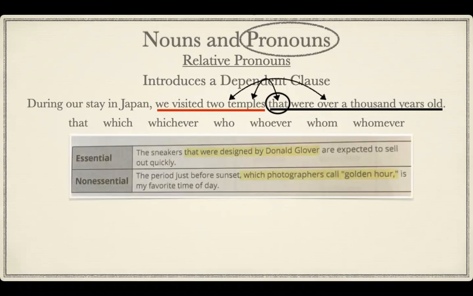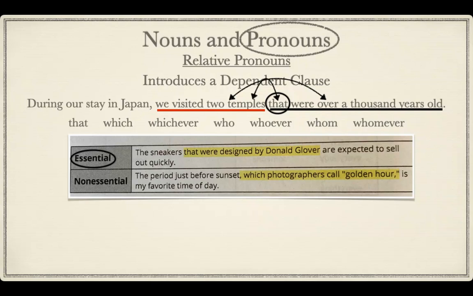Some relative clauses are essential or necessary to the meaning of a sentence, while others are non essential or not essential to the meaning of the sentence. The pronoun that always introduces essential or needed information. Essential relative clauses, sometimes called restrictive clauses, start with that. So when you see that pronoun, that, you know that what follows it is necessary in order to understand the sentence.